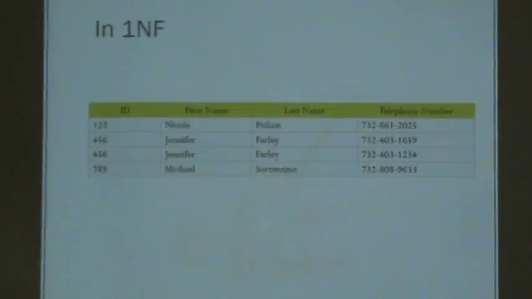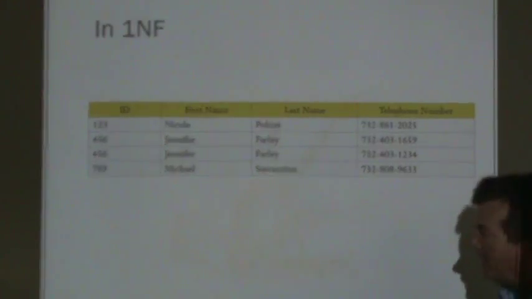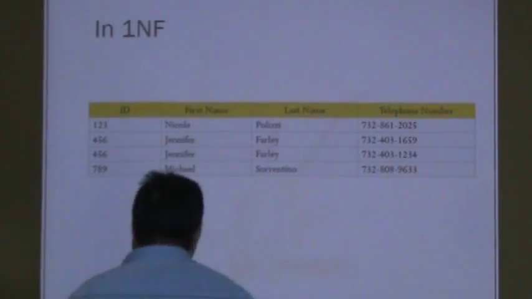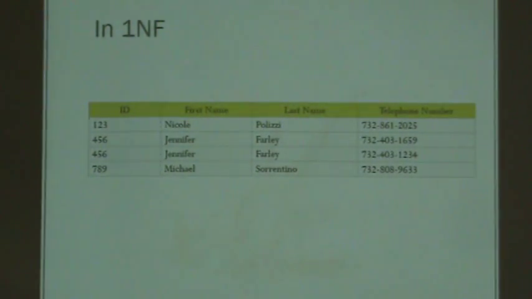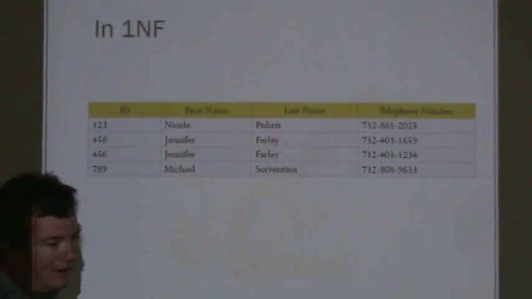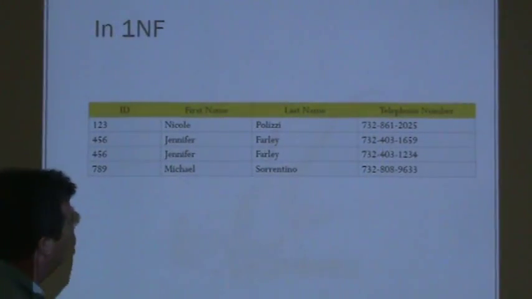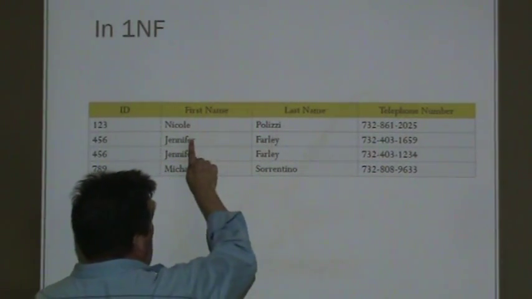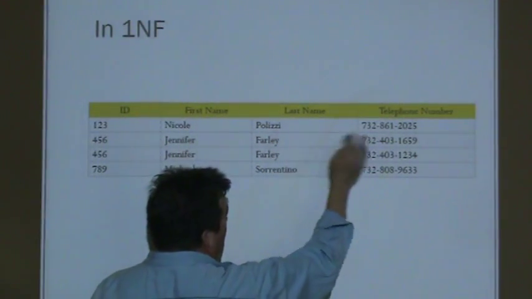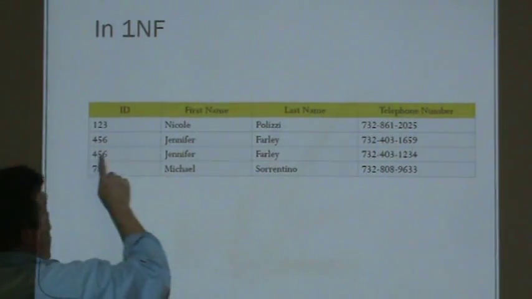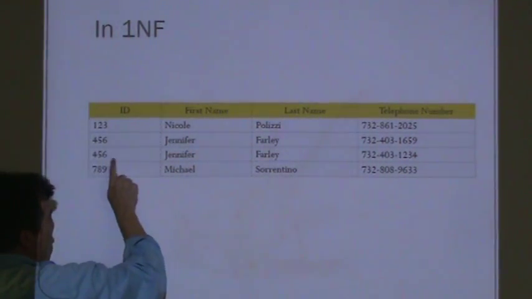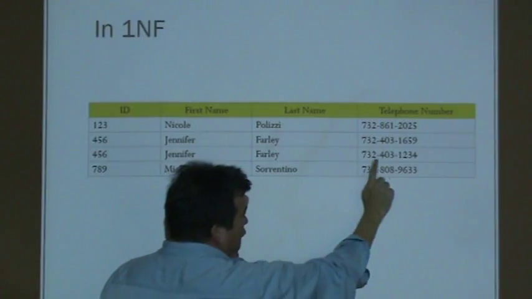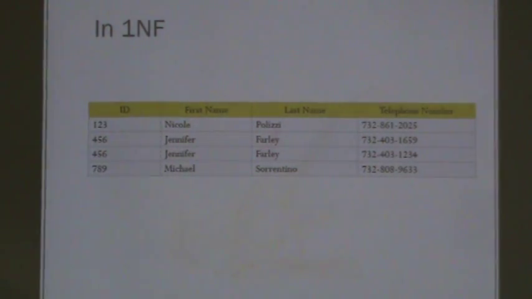We could design the table in such a way that every time someone gets a new phone number, we create a brand new record for that person. So we would have the ID telling us who the person is, the first name, the last name, and then they could have one phone number. And then a second record, same ID, same first name, same last name, with a different phone number.